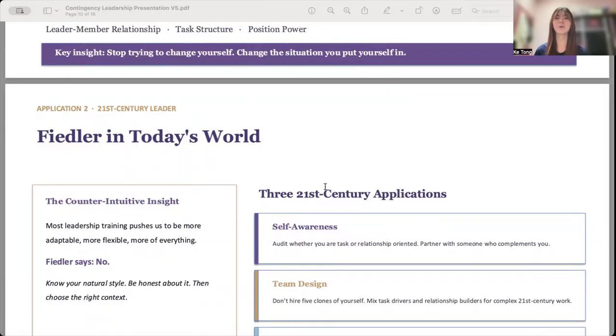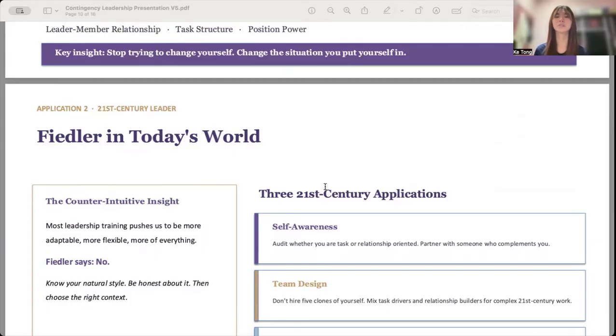First, self-awareness. Take a serious inventory of whether you are task-oriented or relationship-oriented. Do not judge it as good or bad, and then we look at the situation that we are in. If we are a task-oriented leader in a moment of crisis, we lean in. If in a moment that requires emotional holding, recognize that this is not our natural strength and partner with someone who complements us.